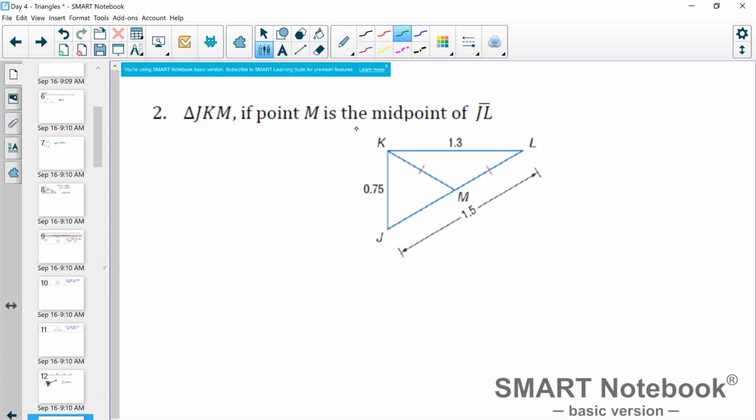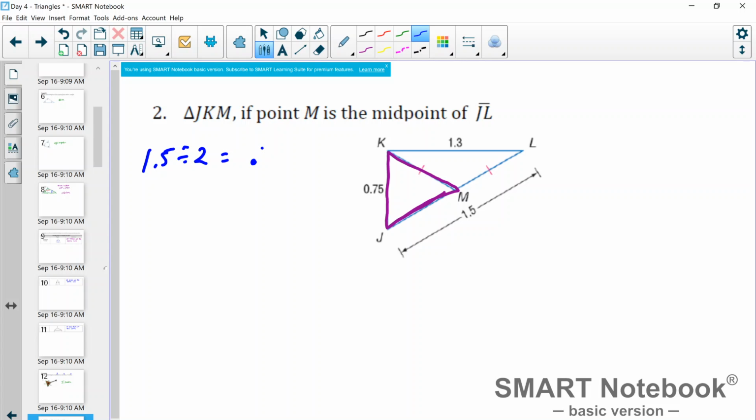Triangle JKM if M is the midpoint of JL. So again, they put two triangles back to back to make a really large one. So we want J, K to M. So this triangle right here, that's the one we're going to worry about. If M is the midpoint of JL, middle again means it's halfway. So if the full way is 1.5, first thing I need to know, what is JM? I divide 1.5 by 2.